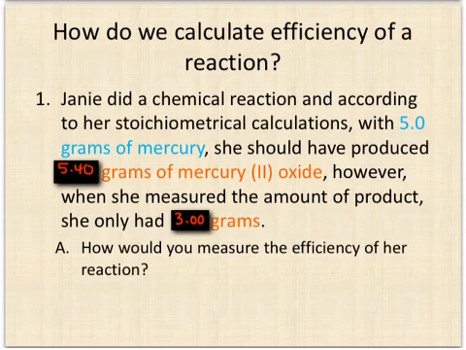So how do we calculate the efficiency of a reaction? Well, let's look at an example really quickly. Janie does a chemical reaction, and she figures out that with 5 grams of mercury, she should have been able to produce 5.40 grams of mercury(II) oxide. But when she actually did the lab and measured how much product she actually made, she only had 3. So how would we measure how efficient that reaction was, or her process for doing that reaction?